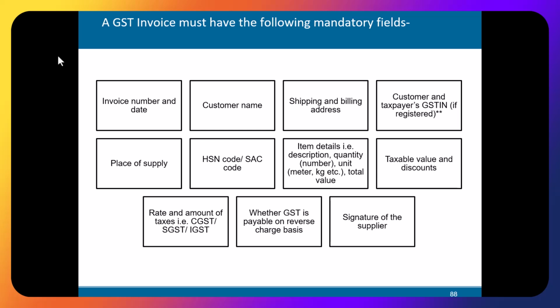Then SAC code, that is basically the service code. If you are providing a service, then each service has a code which is again defined by the Indian authority. Okay, so we have our own codes, so it's called SAC code. Now, item details, what kind of items you are selling, in description as well as in quantity, and how much is the taxable value and how much discount you have given. Then the rate of the GST, and whether you are paying GST on a reverse charge basis or not, you have to mention that, and the signature of the supplier. So we'll talk about reverse charge later on.